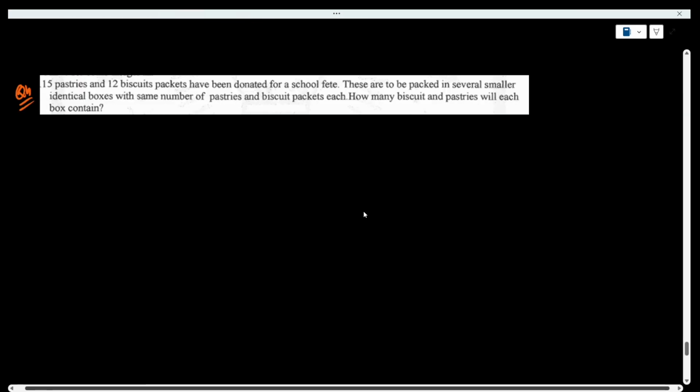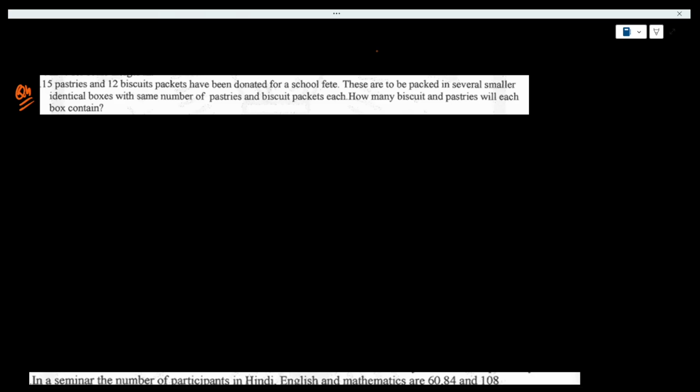After that, this is the subjective question. How will you solve this question? This is question number 4. It says 15 pastries and 12 biscuit packets have been donated for a school fair. These are to be packed in several smaller identical boxes with the same number of pastries and biscuit packets each. How many biscuits and pastries will each box contain?